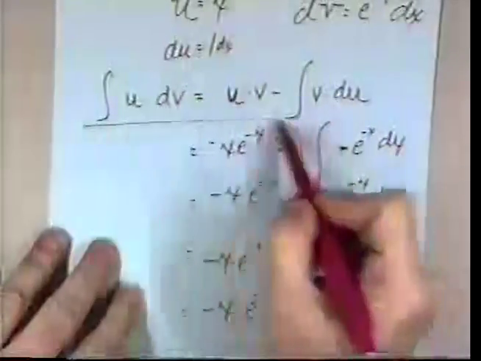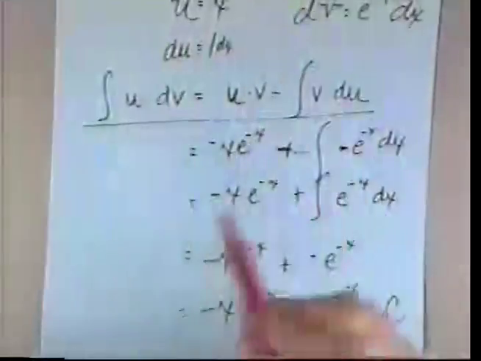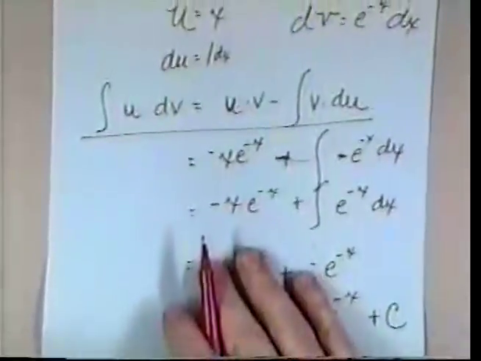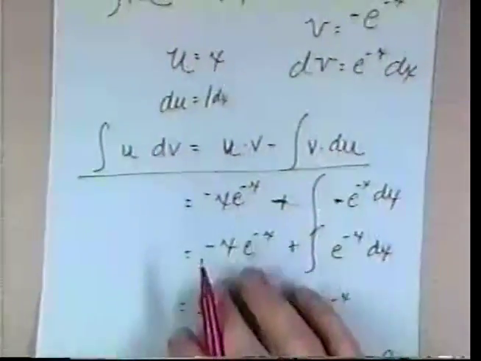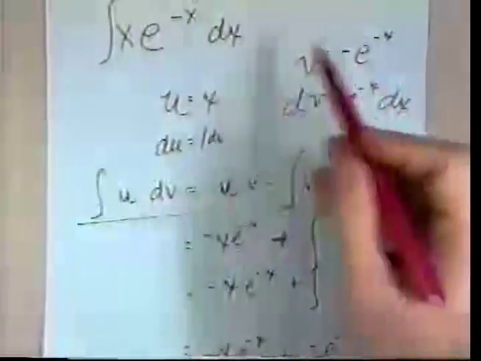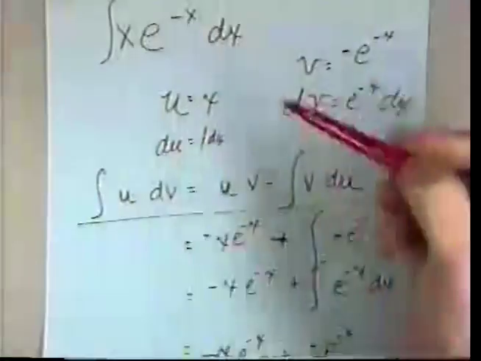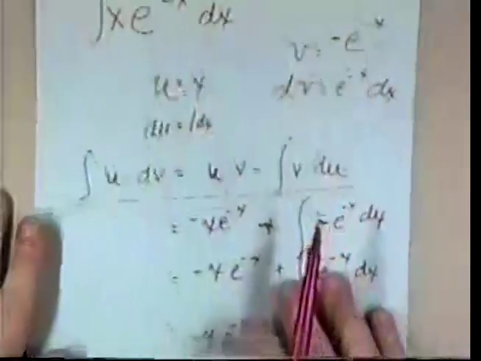This is very much algorithmic. It's very much an algorithm. There's not a lot of thinking that you do. There's not a lot of creativity that goes on here. The key is, are you able to select the right one for u and the right one for dv?